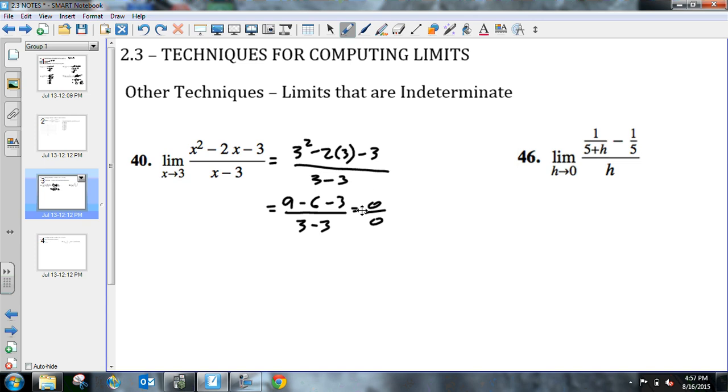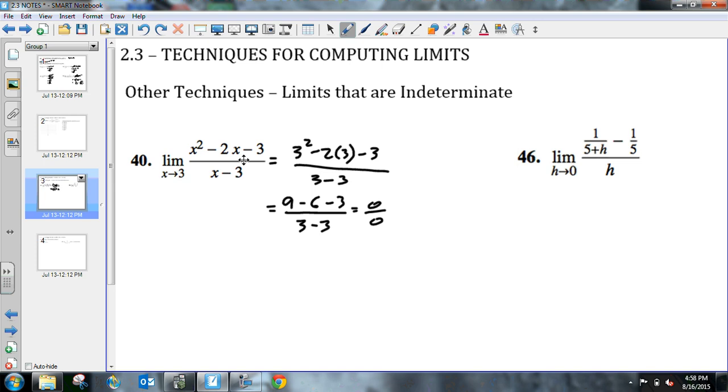Okay, folks, we can't do this. We can't determine what this value is. This is indeterminate. We can't divide by 0. If we had 0 over some number, this would be fine, but it's indeterminate because we are dividing by 0. So we got to think about something else that we can do. We got to do some algebra here.